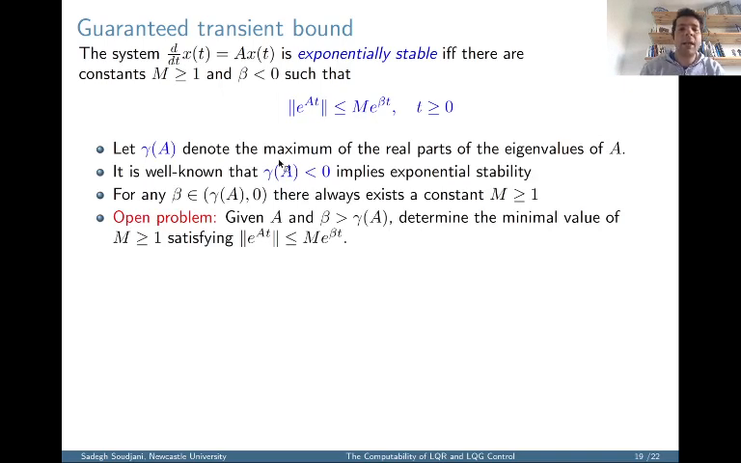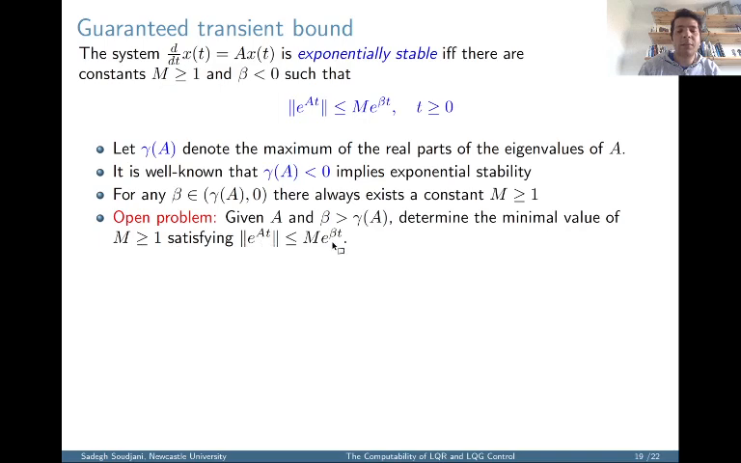A matrix. Suppose gamma A denotes the maximum of the real parts of the eigenvalues of A. It is well known that if this gamma A is negative, we have the exponential stability. We just need to pick a negative value for beta, which is larger than gamma of A, and then we can always find a constant m to satisfy the inequality. But the open problem is to find the minimal value for m.